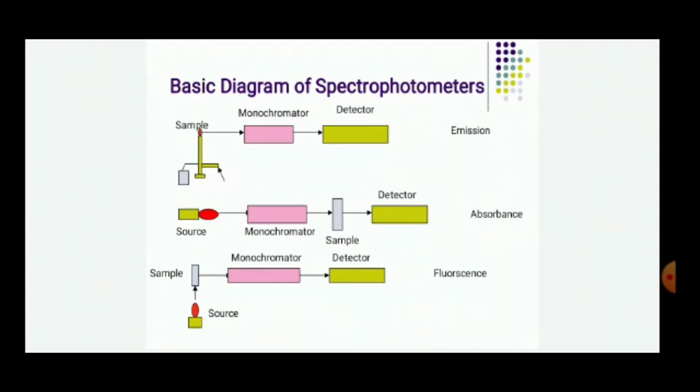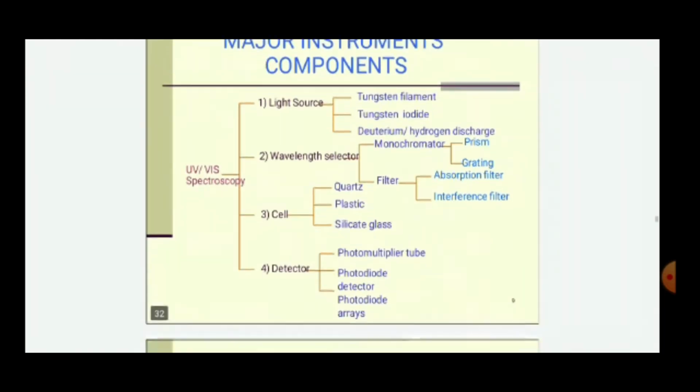UV visible spectrophotometer comes in three ways of the basic spectrophotometers. We have emission mode, absorbance mode and fluorescence mode. In emission mode, we calculate the light emitted by the analyte. In absorbance mode, we calculate the light absorbed by the analyte. And in fluorescence mode, we locate the light which the substance fluoresces. These are the three modes of spectrophotometer.